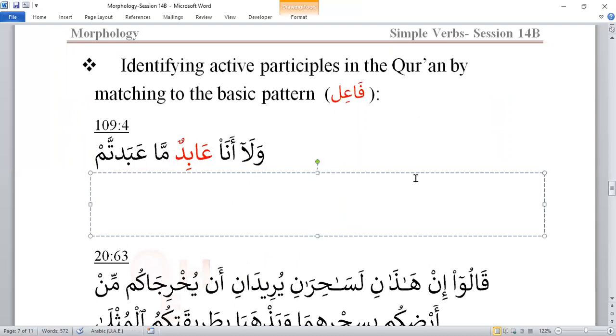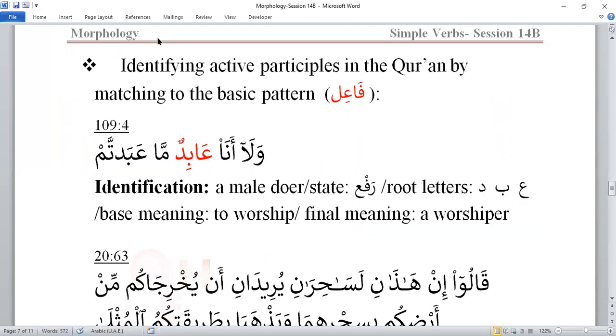And let's go over the details, inshallah. So here is the identification. Obviously, this is a male doer. We saw in the chart, fa'ilun is a male doer. Abidun, a male doer. State is default. Root letters are ayn, ba, dal. Base meaning to worship. Final meaning a worshipper.